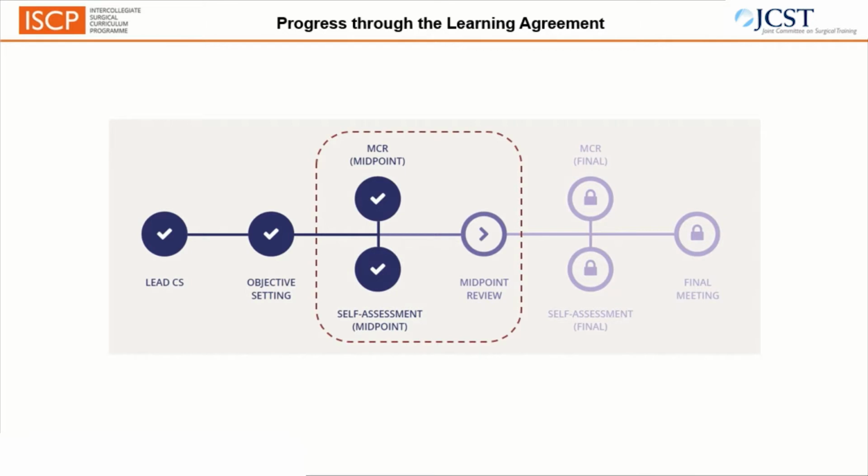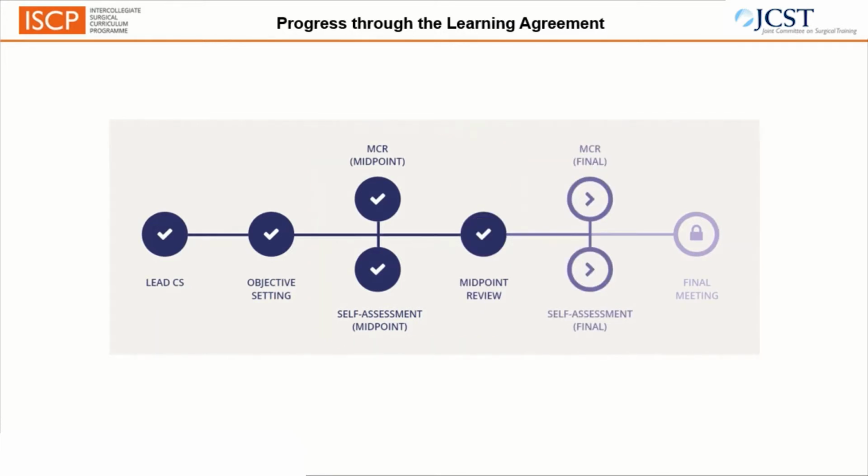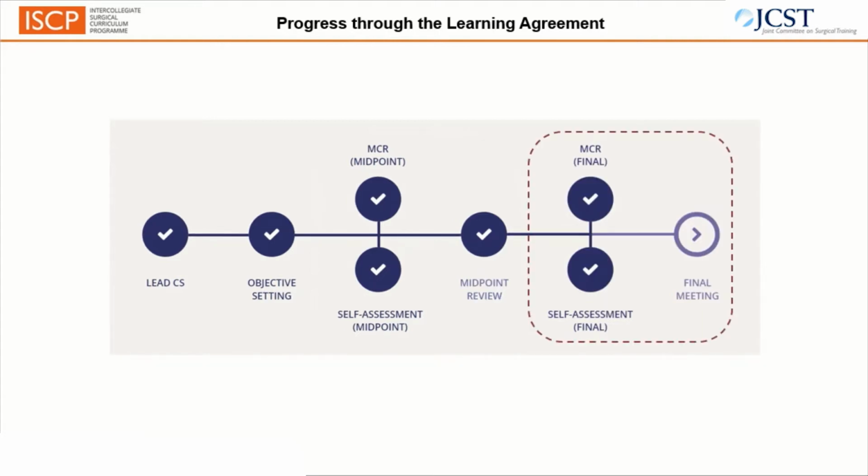When the midpoint learning agreement has been signed off by both trainee and AES, the final MCR and trainee self-assessment become available. These are mandatory so that the final learning agreement cannot take place without their completion. AES and trainee sign-off of the final learning agreement meeting, which has been combined with the AES's end of placement report, is the end of the process, when the learning agreement is completed for that placement.